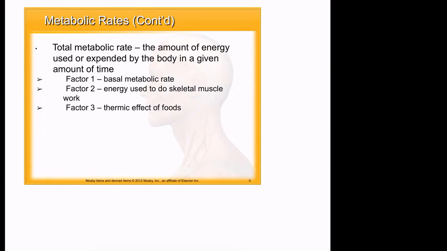Notice this third factor, the thermic effect of foods. How much heat is created as a byproduct? And this pertains to the breakdown of the foodstuff. But there is another way that we can describe the thermic effect of foods. If you think of the inside of your body, we have a body temperature of 98.6 degrees Fahrenheit. And this is the normal body temperature where things work most optimally. And we try to regulate so that we maintain that body temperature.